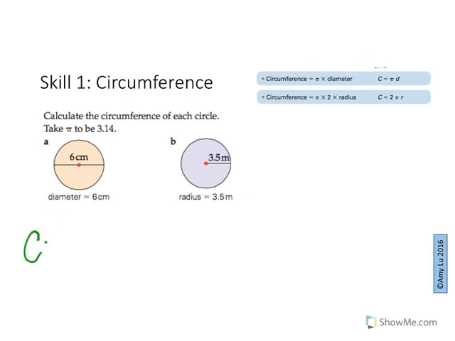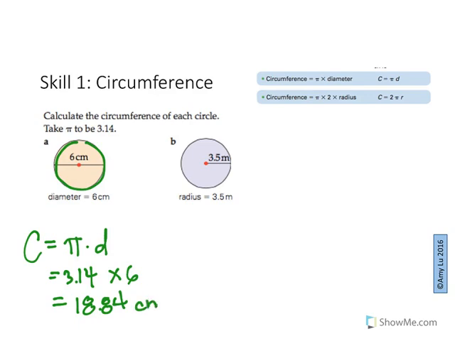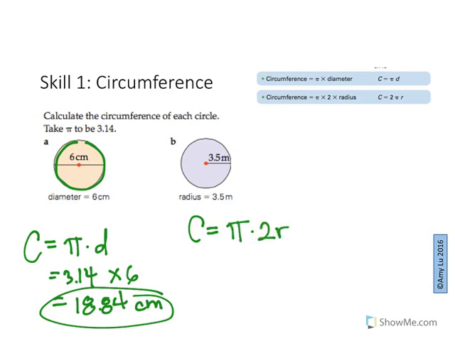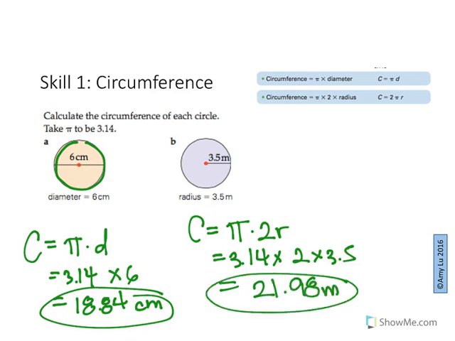In the first problem, your circumference is going to be pi times diameter, which is simply 3.14 times 6. 3.14 times 6 will lead you to 18.84. And because it's just the distance around the circle, your unit is just centimeters, not centimeters squared. It's not area. Now for your radius, C is equal to pi times 2r. So 3.14 times 2 times 3.5 will give you 21.98 meters. And that's it.